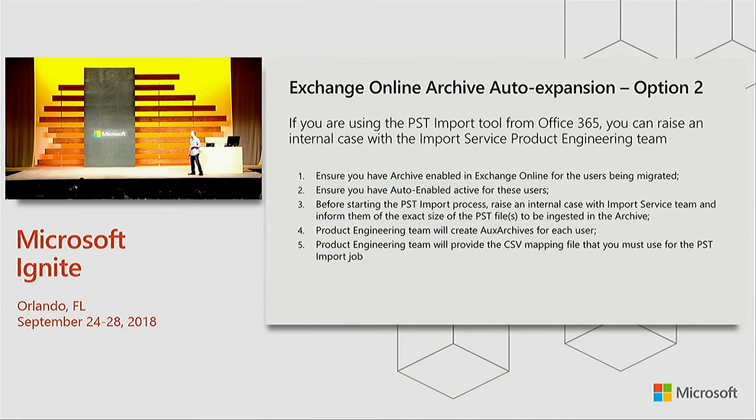Option number two. If you're not doing the hybrid move and you're instead using the PST import tool, you're still going to be calling support, but you're not going to talk to the archive team. You're going to talk to the import service product engineering team, and they're going to make sure that you have all of those things done before they can do anything for you. You've got to have archive enabled. You've got to have auto-archive enabled as well. Before you start the process of importing, you still have to let them know the size of the PST files that are coming.